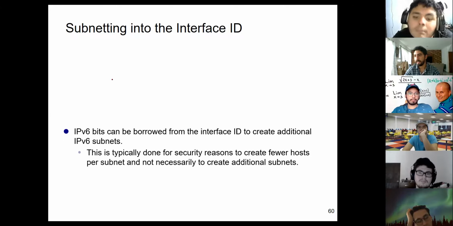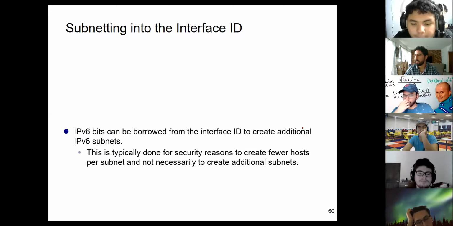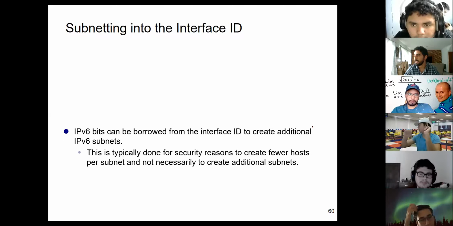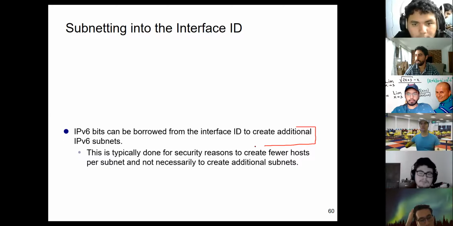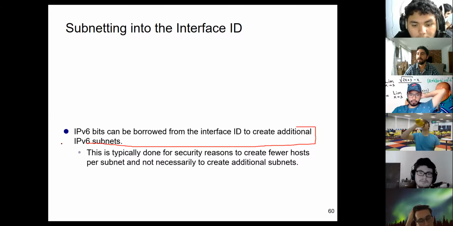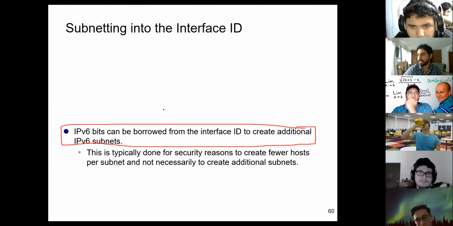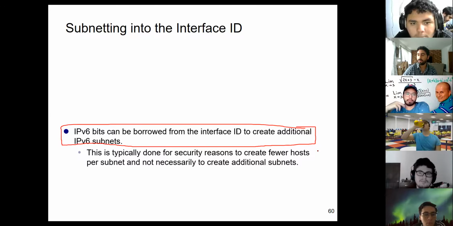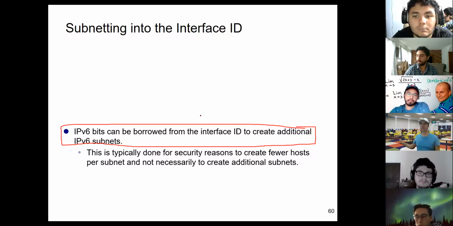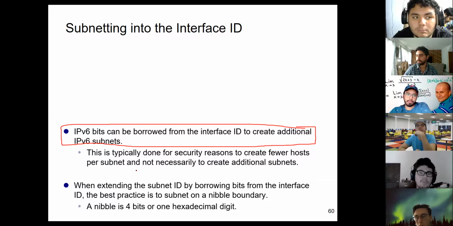But if that 16 bits is not enough, IPv6 bits can also be borrowed from the interface ID to create additional subnets. I said 16 bits is usually more than enough, but in case you have some weird network that needs more than that number of subnets, you can borrow the same way that we did in IPv4. You can borrow those bits to have a bigger number of IP addresses.